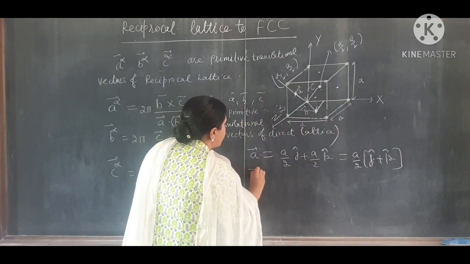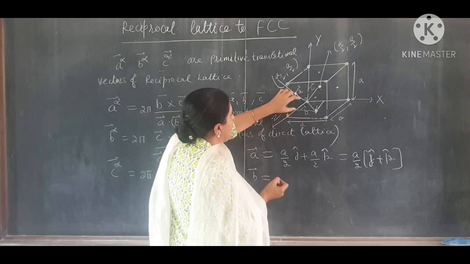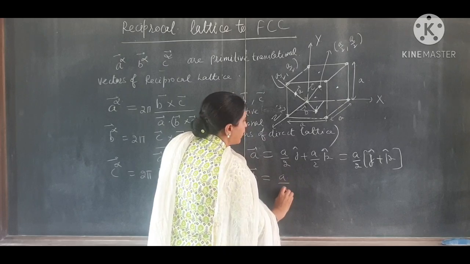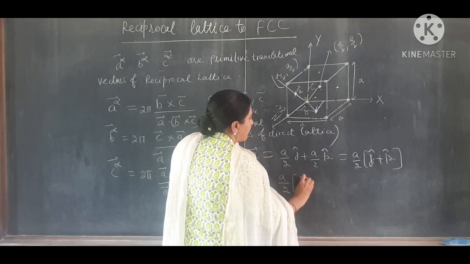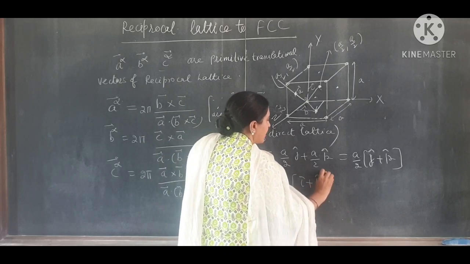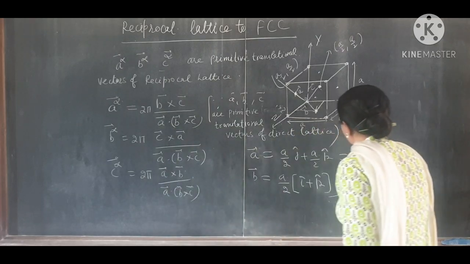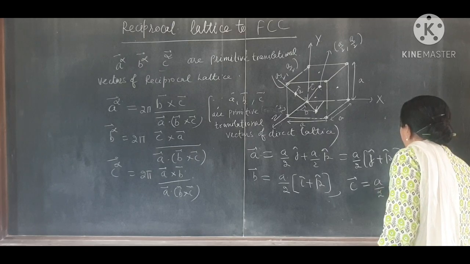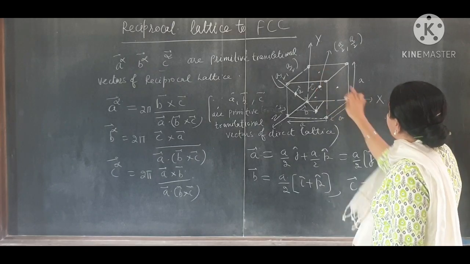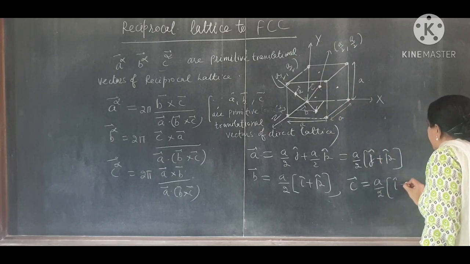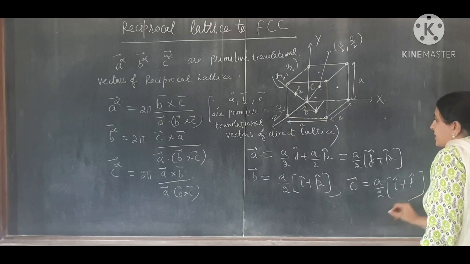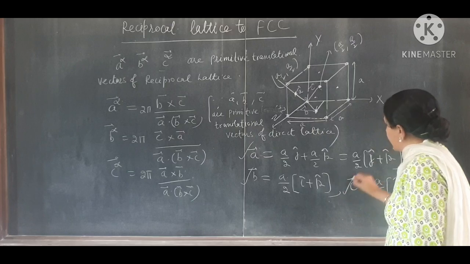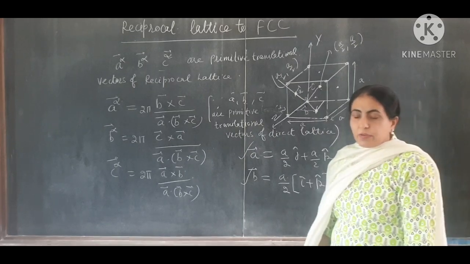Similarly b is equal to, only x and z, a by 2 common, i cap plus k cap. Clear? Similarly what are the coordinates of c? a by 2, c is between x and y, i cap plus j cap. So this is the value of a, this is of b, this is of c.